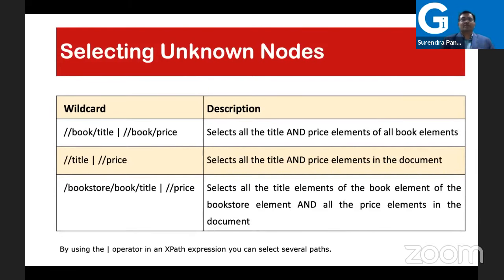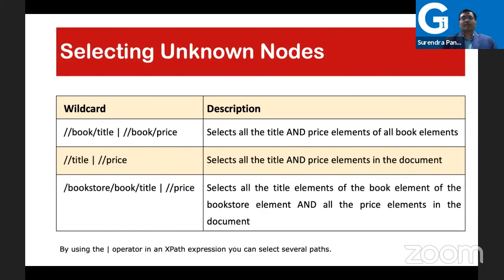These are examples of accessing unknown nodes, where you can see how we write the OR expression here. So /book/title | /book/price means you are specifying either one. There is an OR option given, so we check under any books, selecting all the title and price elements of all the book elements. This is the way you can write the wildcard expression. Also, one more option is given: select all the title and price elements in the document.